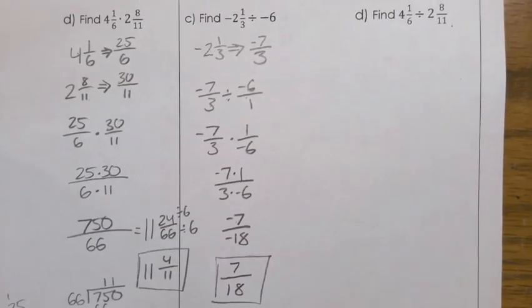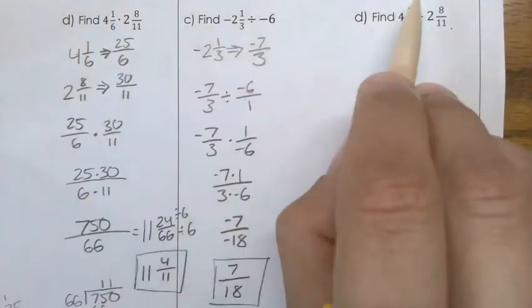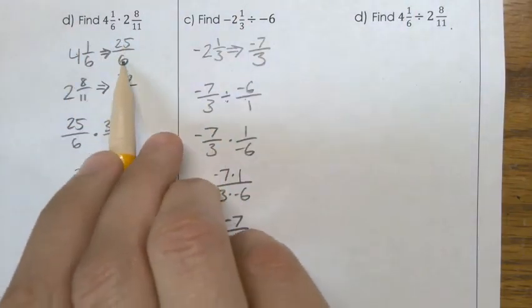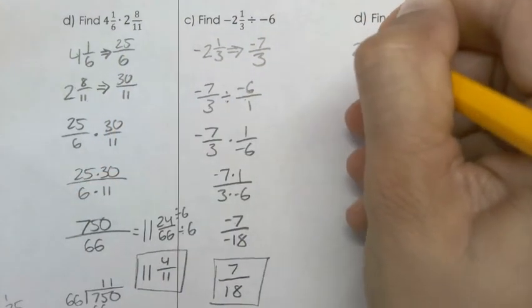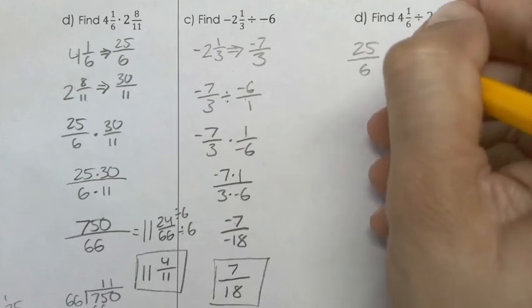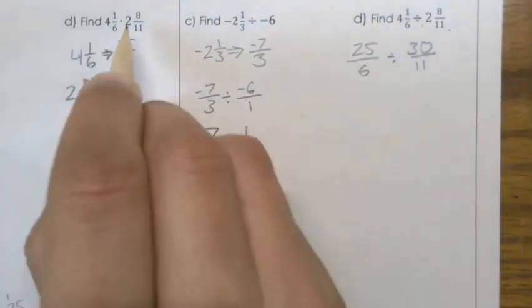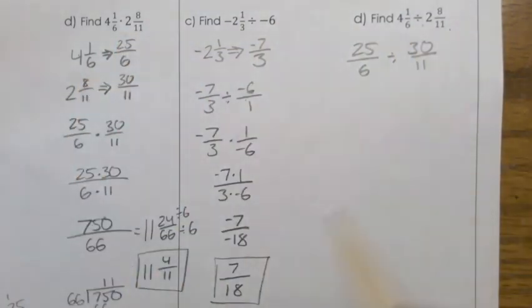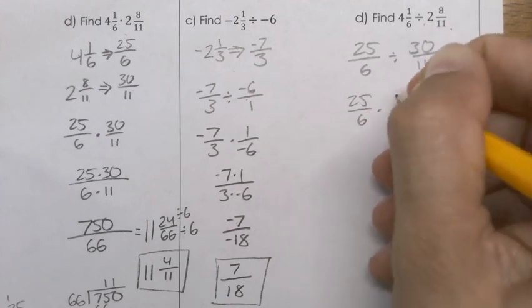Great work. Final one. Notice these are all the same numbers from the previous one, so we can use these improper fractions that we did before. 25/6 divided by 30/11, just to save us some time. Did the exact same numbers, just change the signs. And then we keep, change, flip.